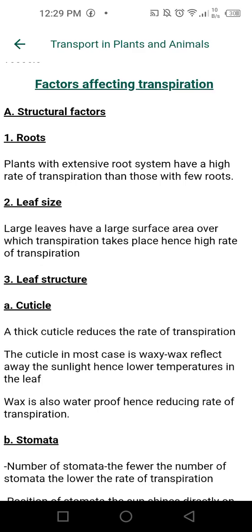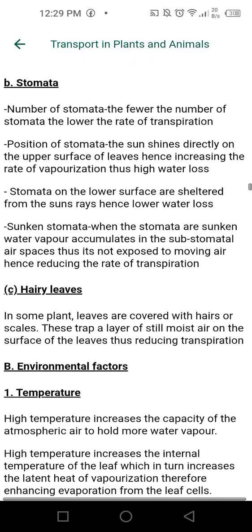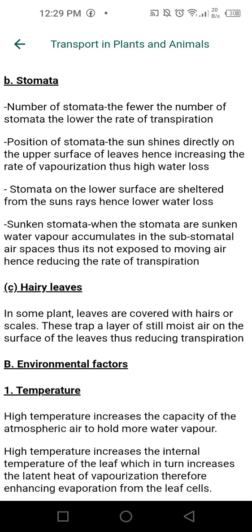B. Stomata. Number of stomata. The fewer the number of stomata, the lower the rate of transpiration. Position of stomata. The sun shines directly on the upper surface of leaves, hence increasing the rate of vaporization, thus high water loss. Stomata on the lower surface are sheltered from the sun's rays, hence lower water loss. Sunken stomata. When the stomata are sunken, water vapor accumulates in the substomatal air spaces, thus it's not exposed to moving air, hence reducing the rate of transpiration.